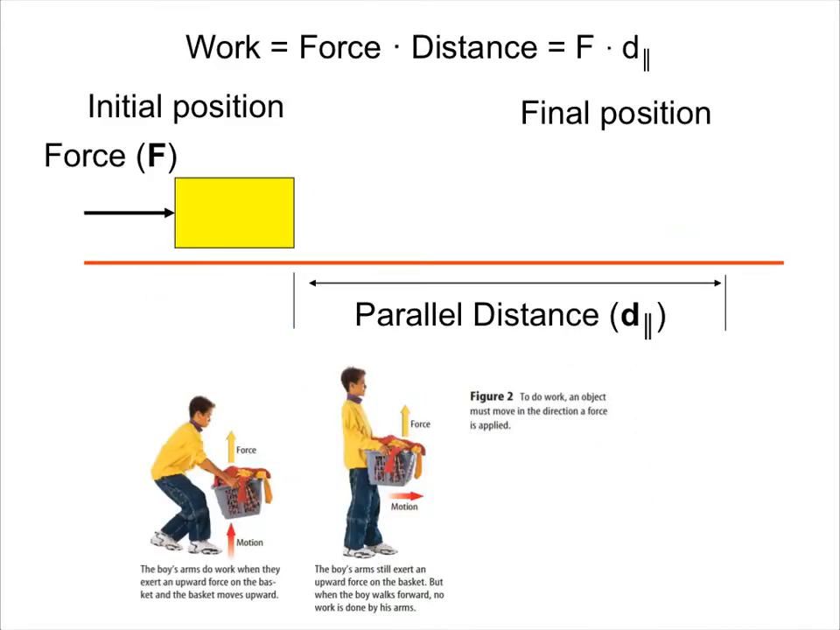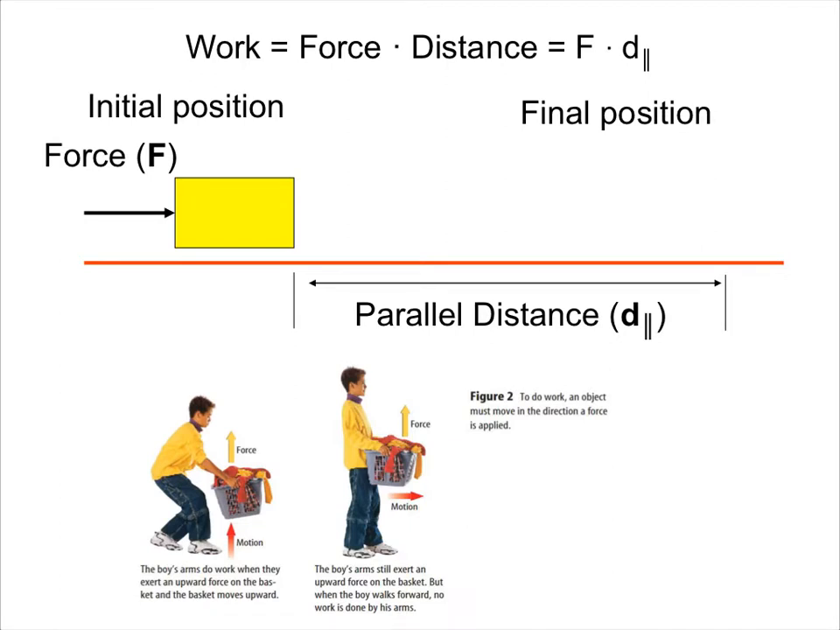In engineering, work is a measure of how much force you apply to move an object through the parallel distance the object moves. So I would like you guys to write down this formula to calculate work. It's going to be force times parallel distance. What this essentially means is that in order to do work, an object must move in the direction of forces applied.